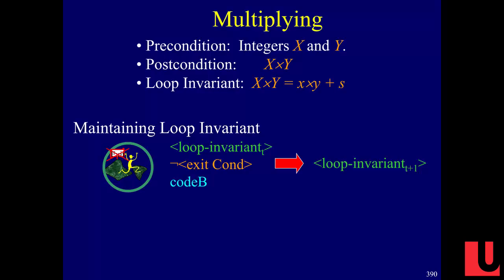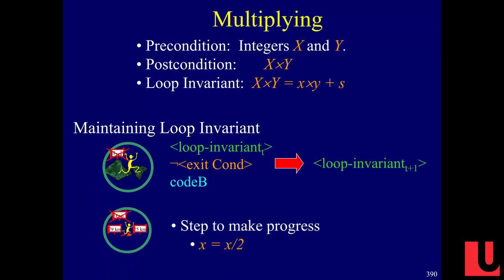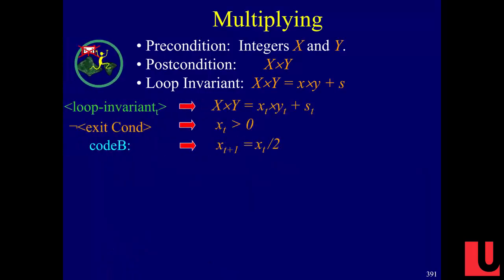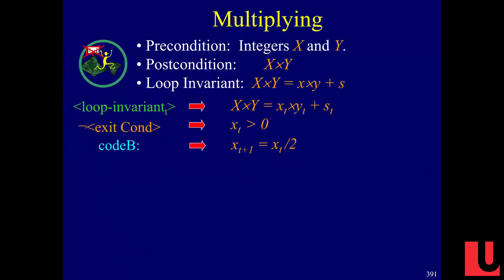All right? So let's do everything we did before, except we're going to make faster progress. So we have our loop invariant for the old values. We have our exit condition. We have the relationship between our old x and our new x. And what about our new y and our new s? I don't know. I don't know what they're going to be.